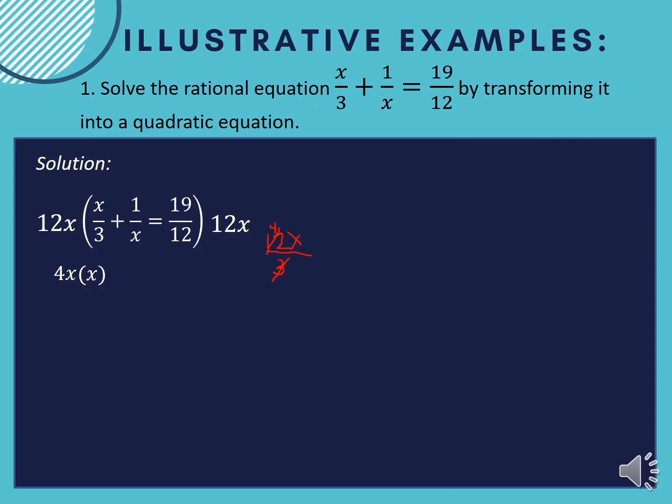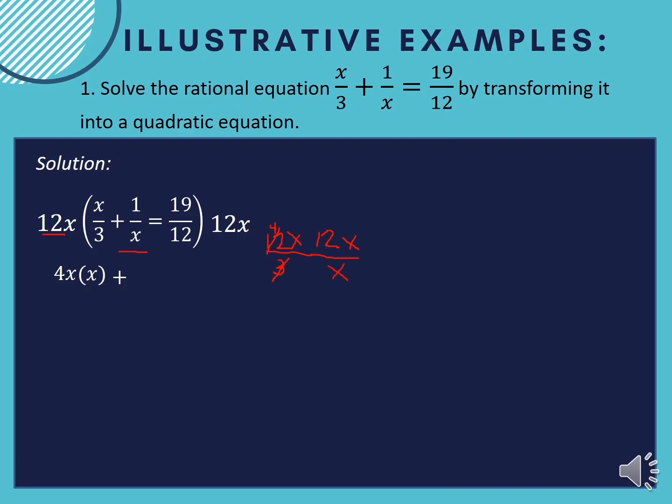Now, we can proceed to the second term. Dito na sa second term tayo. So, copy natin yung operation. And then, si 12x again, i-divide naman kay denominator ng second term. So, that will be 12x divided by what? Okay, very good. Divided by x.